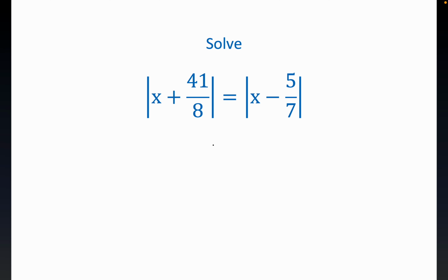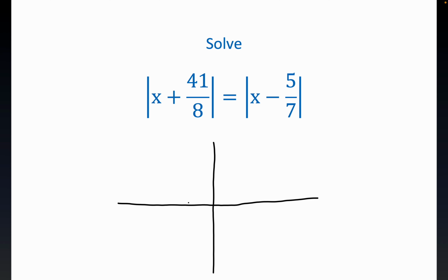Tonight, folks, we're trying to find a value of x that is the same distance from minus 41 over 8 as it is from 5 over 7. And that's what absolute value does. It measures distance. Now, the shapes of these graphs, absolute value graphs, are very familiar.